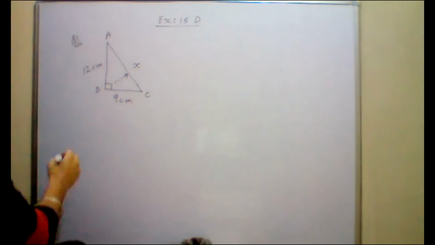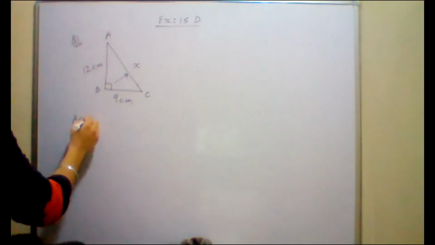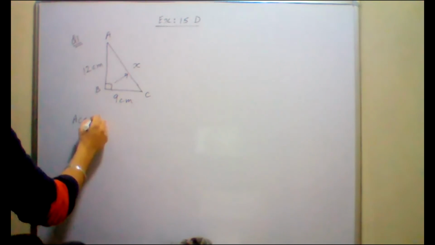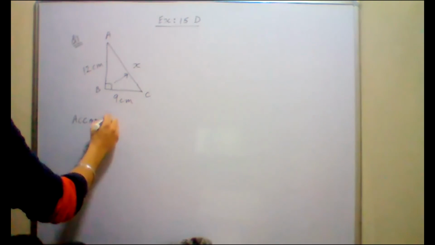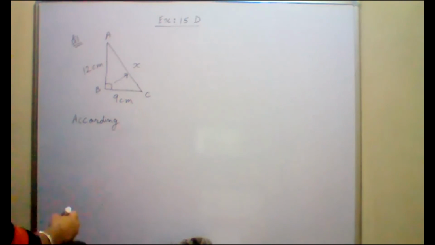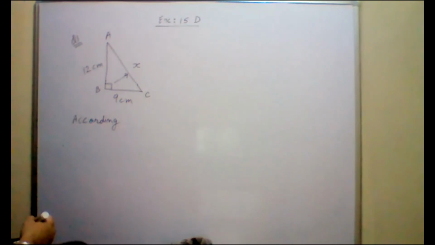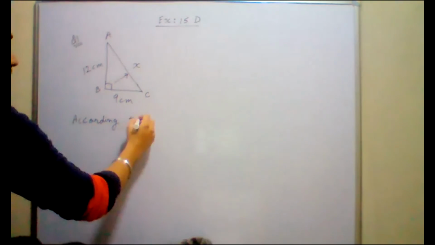You will write, because it is a right triangle, we can use Pythagoras theorem in it. We can use Pythagoras theorem only and only in right triangles. We cannot use it in any triangle. We can use Pythagoras theorem only in right triangles. Okay.